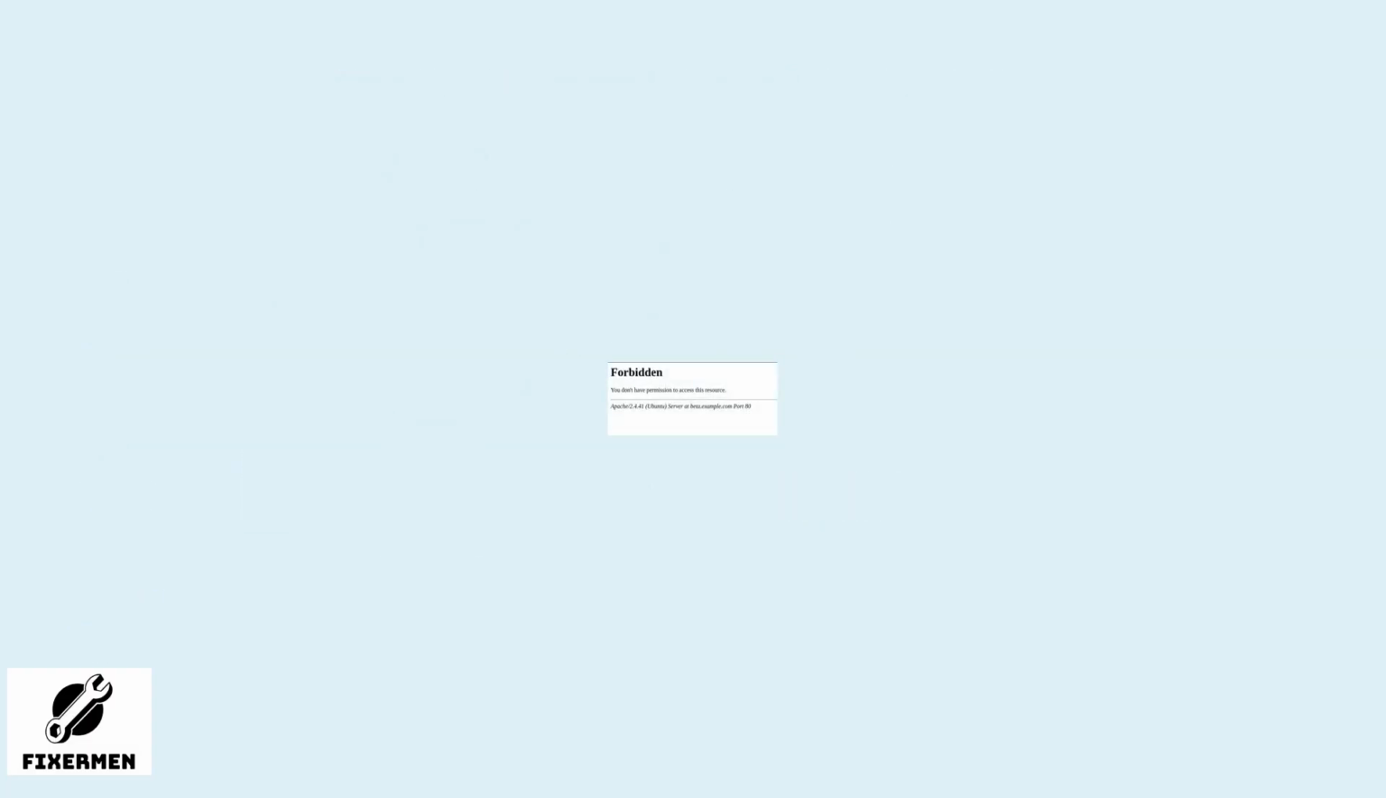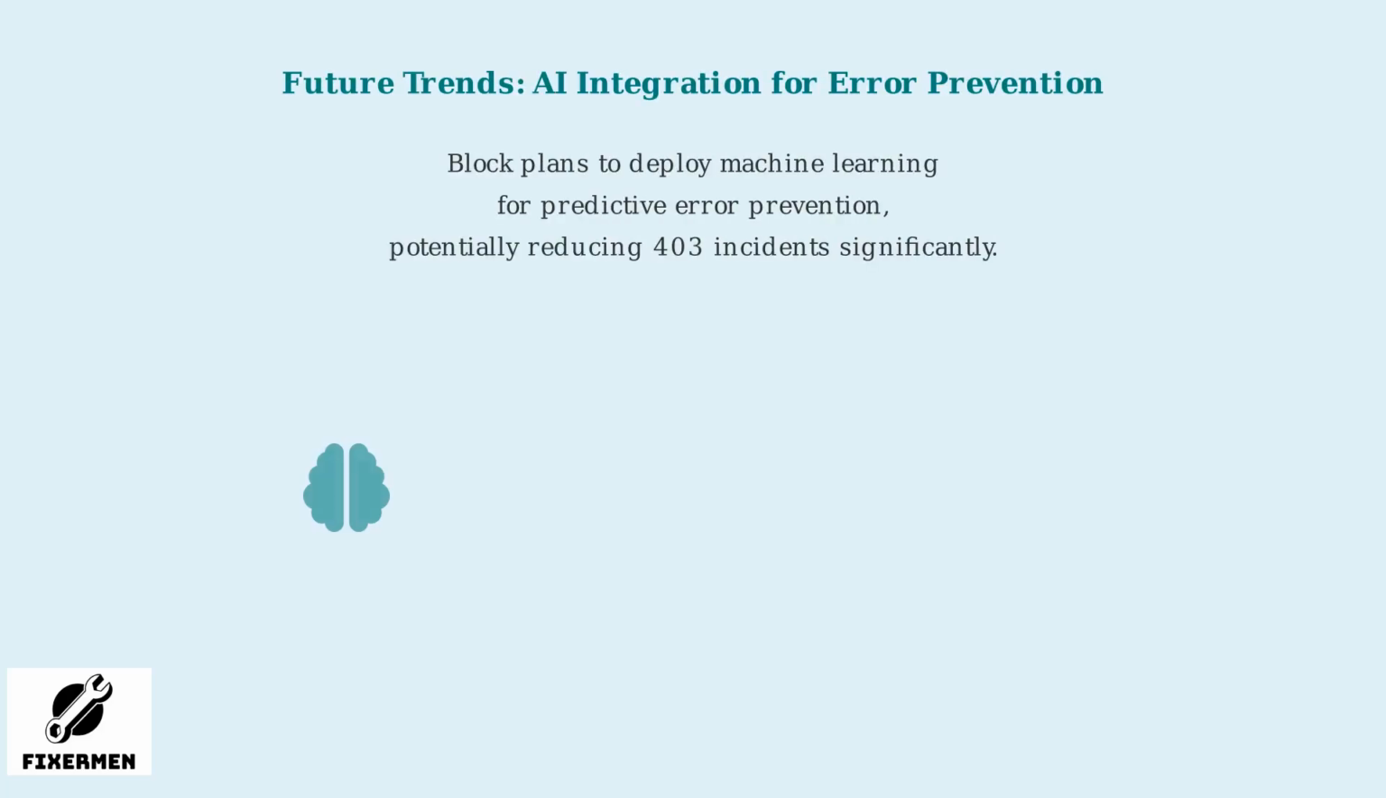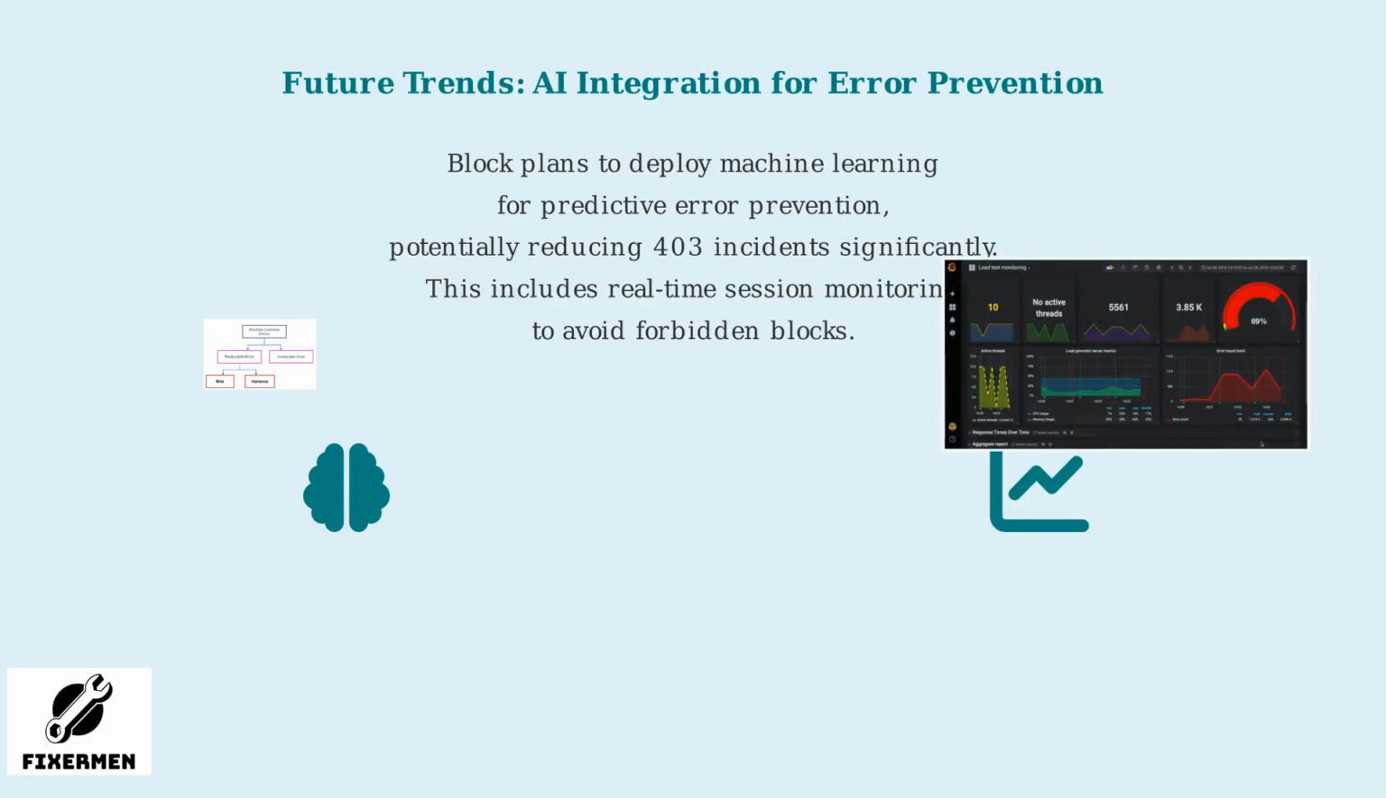Block plans to deploy machine learning for predictive error prevention, potentially reducing 403 incidents significantly. This includes real-time session monitoring to avoid forbidden blocks.